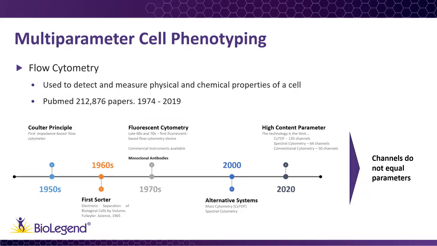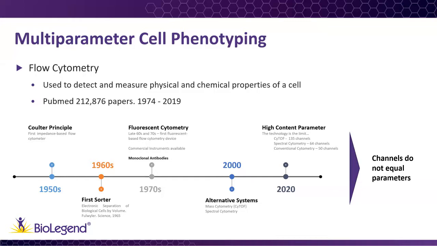To provide the best context leading to the development of this new technology, we have to first look at the technological landscape of cell analysis. One of the gold star techniques for cell analysis in the life sciences is flow cytometry. Now, flow cytometry is a ubiquitous technique used to characterize cells. Its development goes back to the 1950s when the Coulter principle was first described.